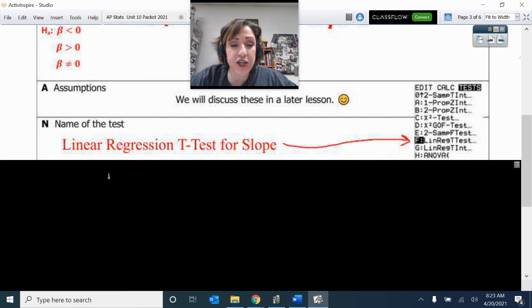Oh, name the test. Linear regression t-test for slope. That's the name of what we're doing. A linear regression t-test for slope. And look, if you go to stat, tab over to tests, and scroll up from the bottom, this is third from the bottom. LinRegTTest. We'll not ever do this 2-sample F-test, and we'll never do ANOVA. Other than that, you know everything in this menu. Crazy. Tomorrow we'll do LinRegTInt. Okay.